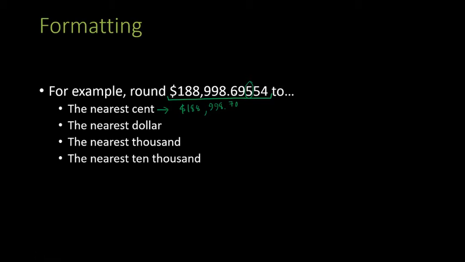Now let's look at the nearest dollar. So once again, I start with my dollar sign, 188, comma, 998.69. I have to figure out if I'm going to round up to 999 or down to 998. Let's see. This 6 is indicating to me that I'm going to end up rounding up to 999. Now for the most part, if it tells you to round to the nearest dollar, you don't need to include cents. So I could leave this answer as $188,999.